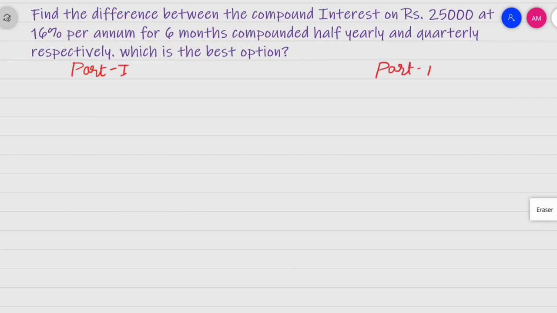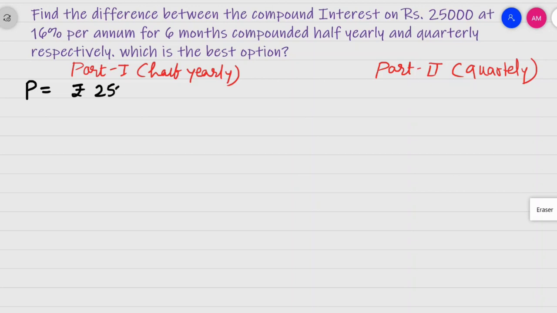Now what will be the difference in part 1 and part 2? See, you have to find the compound interest when compounded half yearly and when compounded quarterly. So this is what is required. In both the cases, you have to keep in mind that the principal is the same. Principal amount is how much? Rupees 25,000 here. And here also it is rupees 25,000.